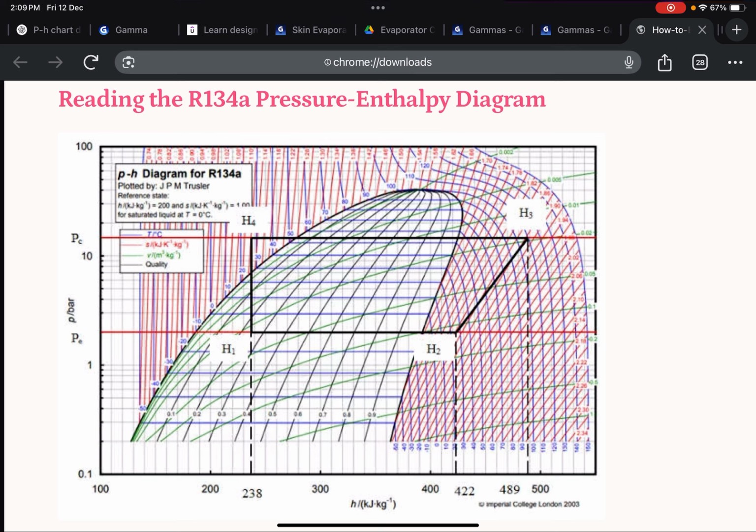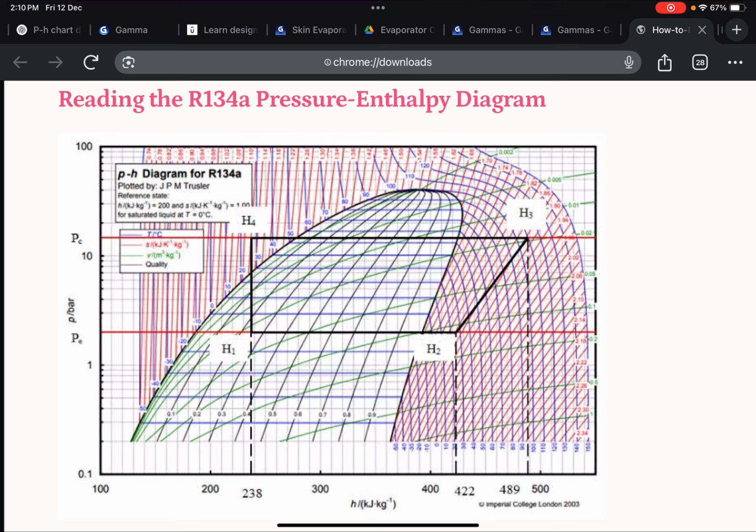And on the y-axis, what you see directly is the pressure. This pressure is in logarithmic scale. As you see over here, the pressure changes from 1 bar to 10 bar to 100 bar, increasing on a logarithmic scale. Pressure is useful because it maps directly to your evaporator temperature and condenser temperature.